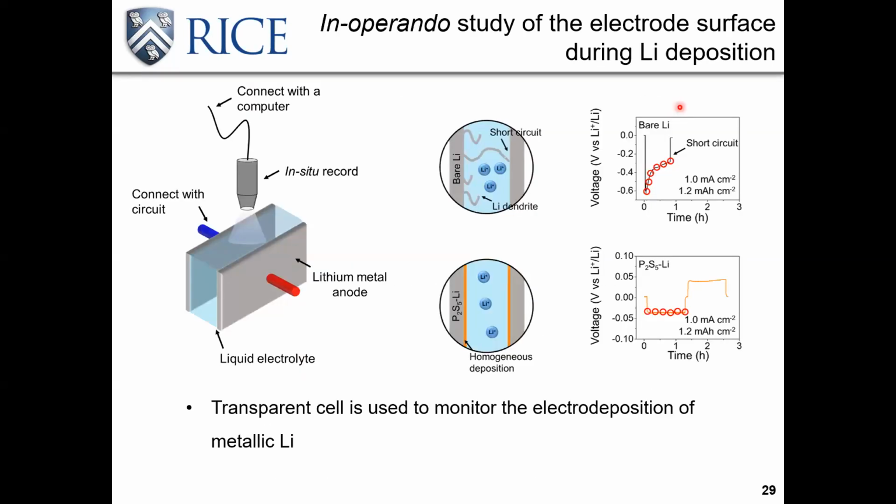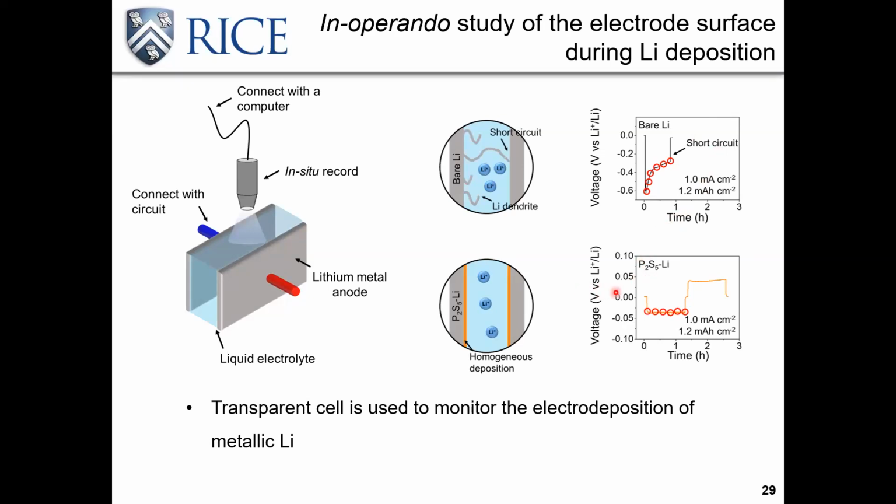Since the morphology difference is caused by the different behavior, we built a transparent cell to monitor the growth of the lithium metal. The voltage profile can first be seen on the right side. For the bare lithium, under this condition, we can see a large onset of potential, and after about 1 hour, we can see the voltage suddenly go to 0, which indicates a short circuit of the cell.